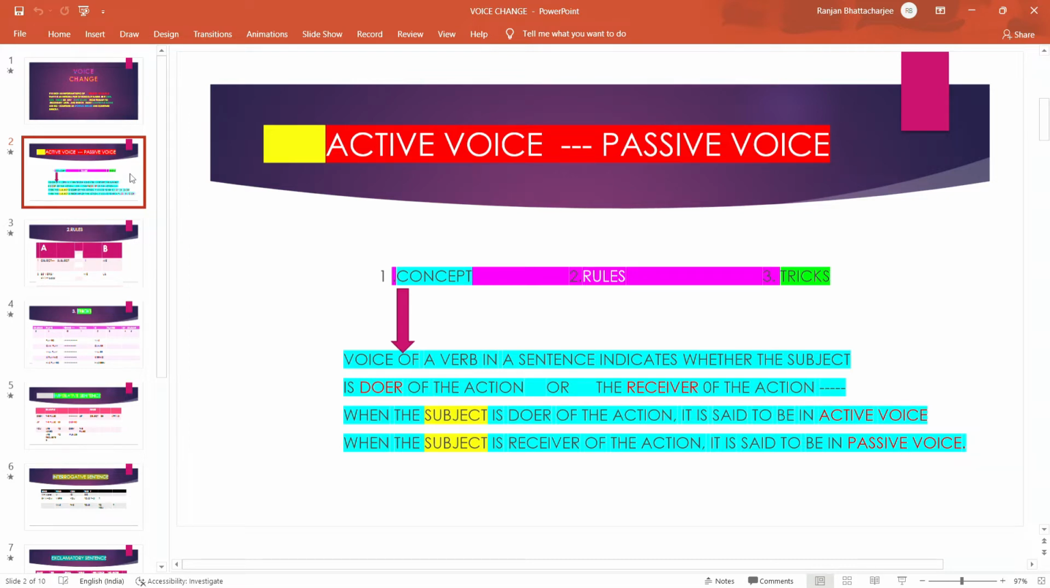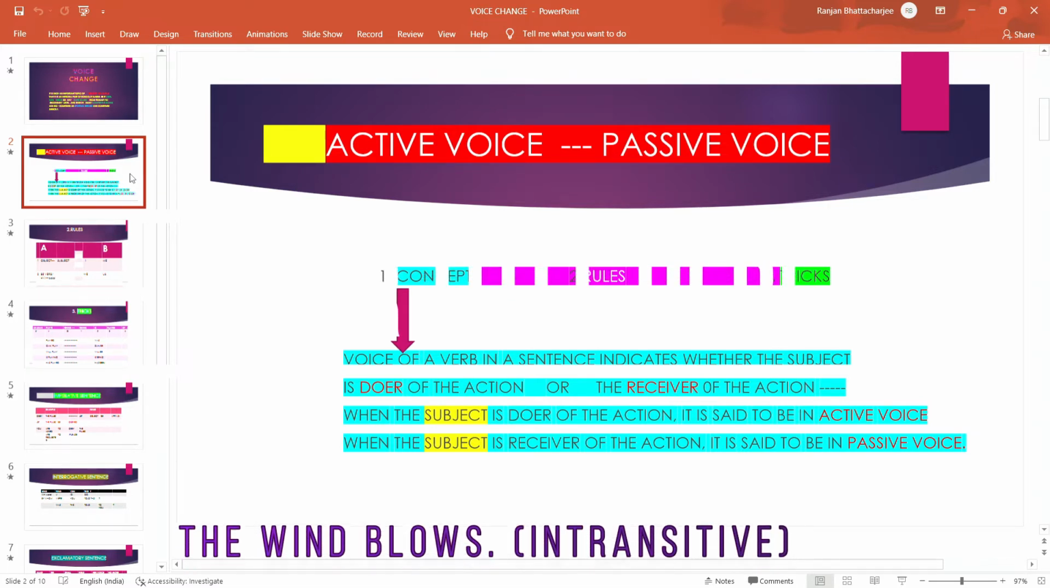And next, another thing that you should learn: only transitive sentences have the property of voice. That is, only a transitive sentence can be converted into the other form of voice. An intransitive sentence does not have the property of voice. We cannot convert an intransitive sentence into the other form of voice. Just for example, the wind blows. It is an intransitive sentence, you should know for sure.